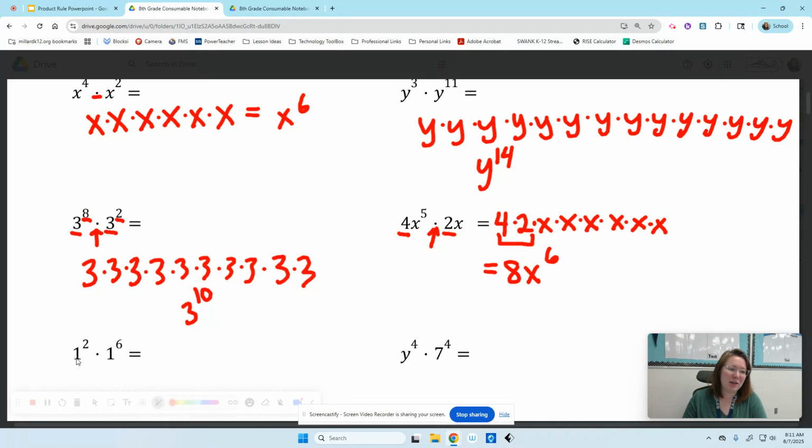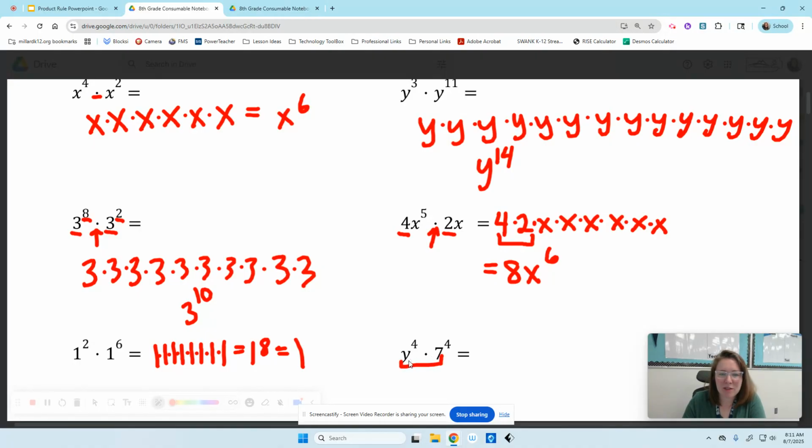Okay, this one's fun. 1 to the power of 2 times 1 to the power of 6. 1, 2, 3, 4, 5, 6, 1, 2. 1, 2, 3, 4, 5, 6, 7, 8. Yeah, we can go put all those multiplication symbols in there too. Which equals 1 to the power of 8, but like, come on, what is 1 times 1? It's 1 times 1 times 1 times 1. It's just like 1, so that one is kind of fun.